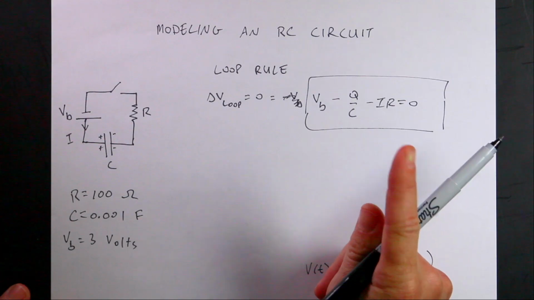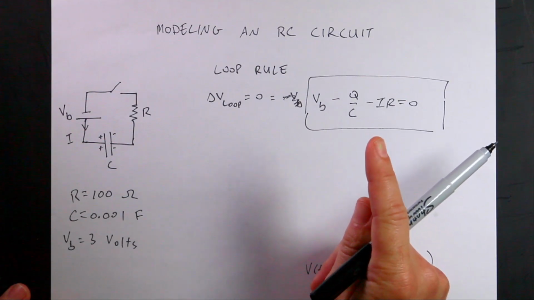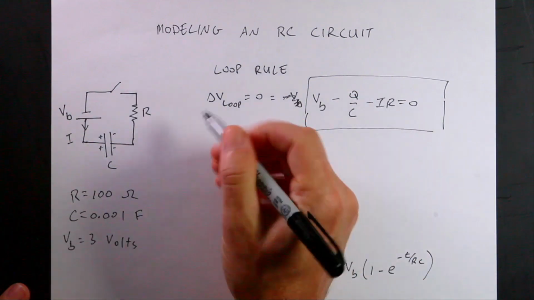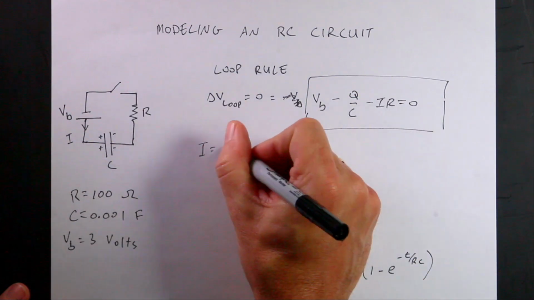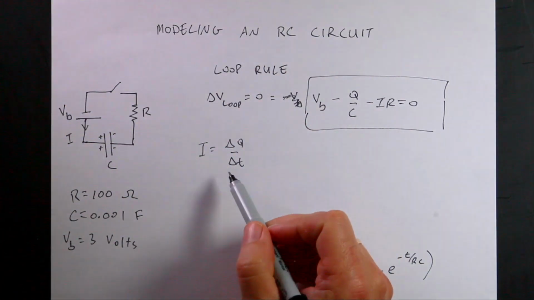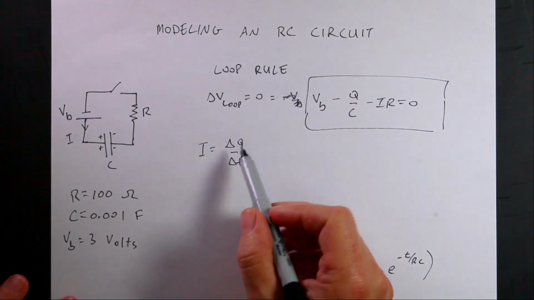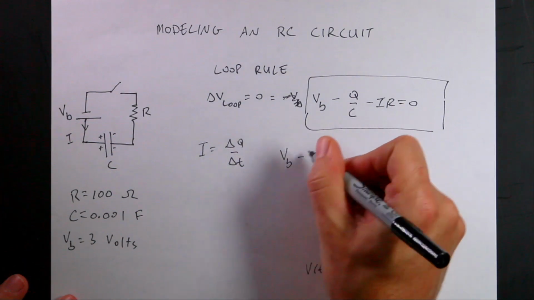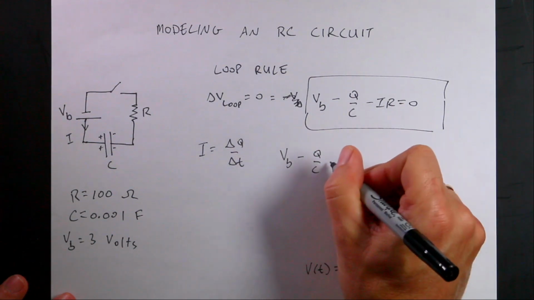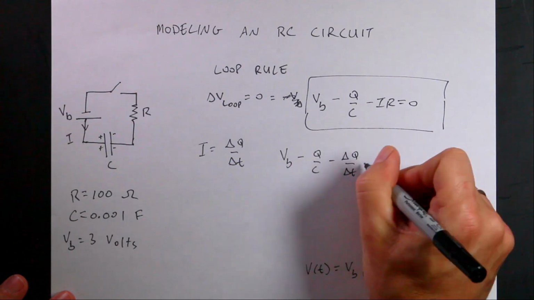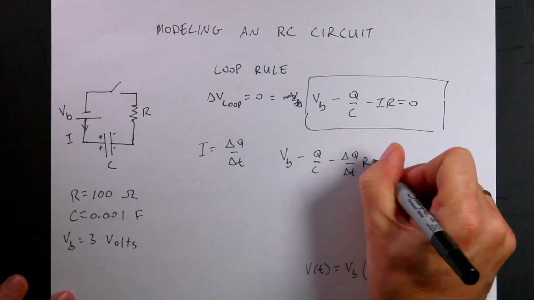But we can do this all in the charge domain, because there is a relationship between I and Q. Remember, we can define I as delta Q over delta t. It's the rate of change of charge. And if I put that in up here, I get the following: VB minus Q over C minus delta Q over delta t times R equals 0.